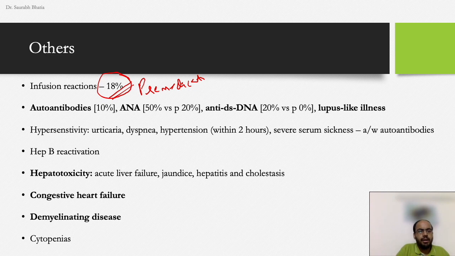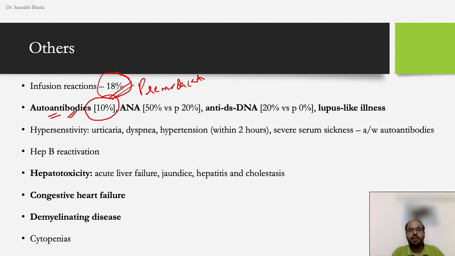Okay. Now, autoantibodies. Remember that infliximab is a chimeric molecule. Chimeric molecule means that about 25% of it comes from mouse. So it can lead to a lot of autoantibodies, and in the literature about 10% of the patients will develop autoantibodies. And remember that because of autoantibodies, the efficacy might subsequently decrease. The efficacy of infliximab might decrease on subsequent infusions.